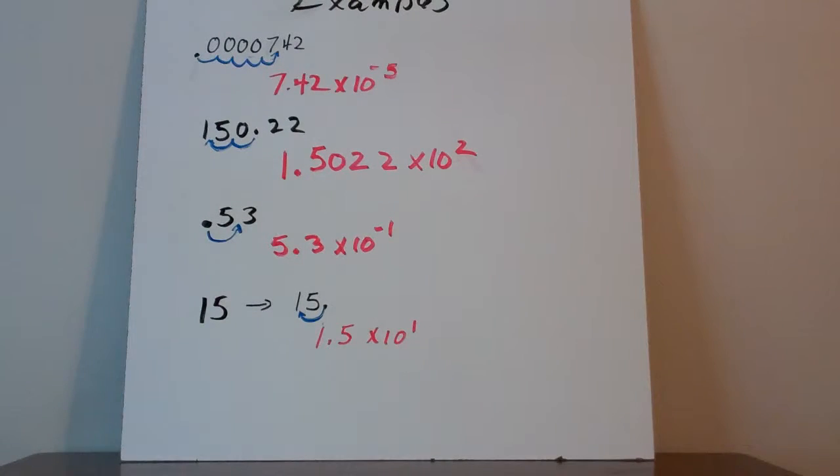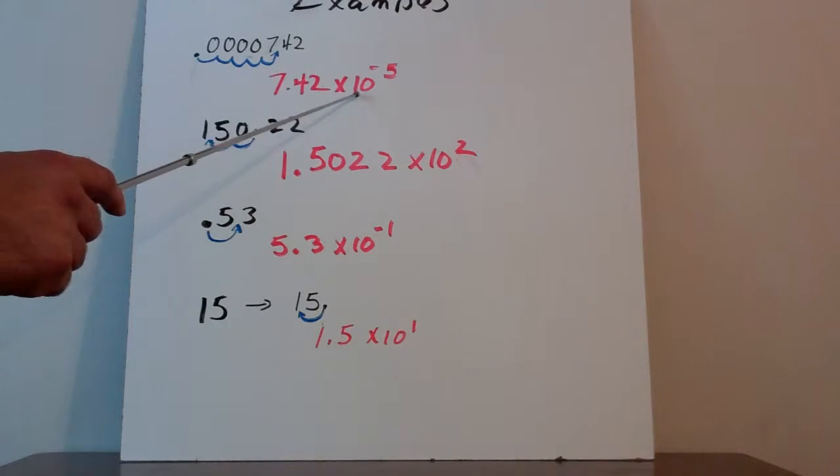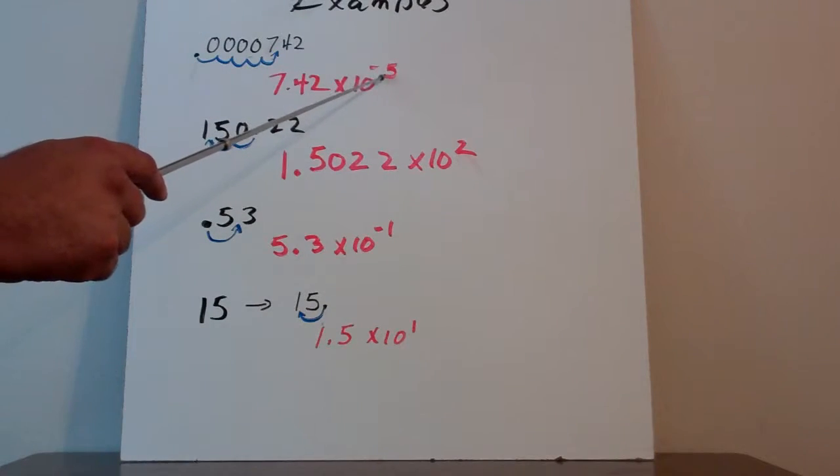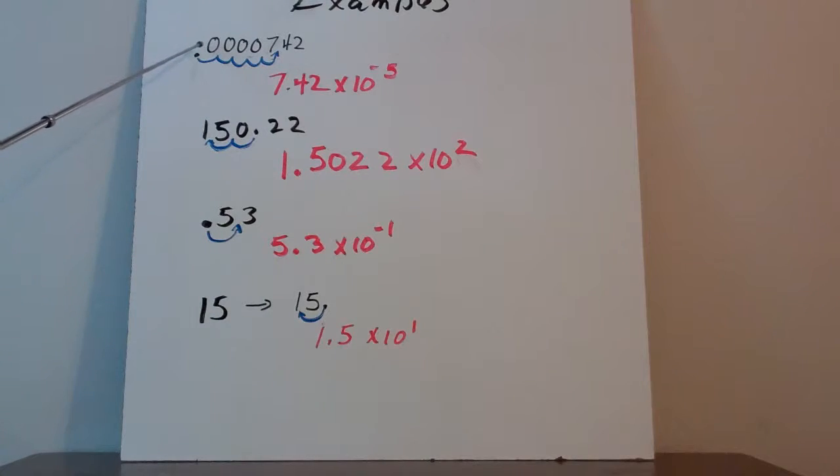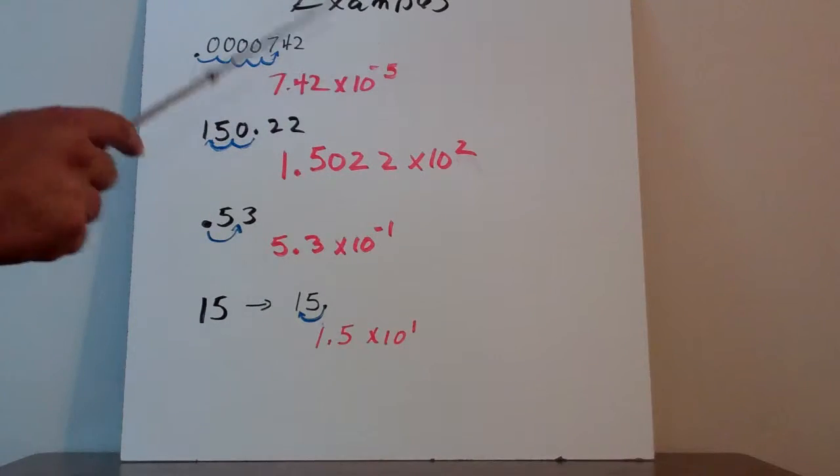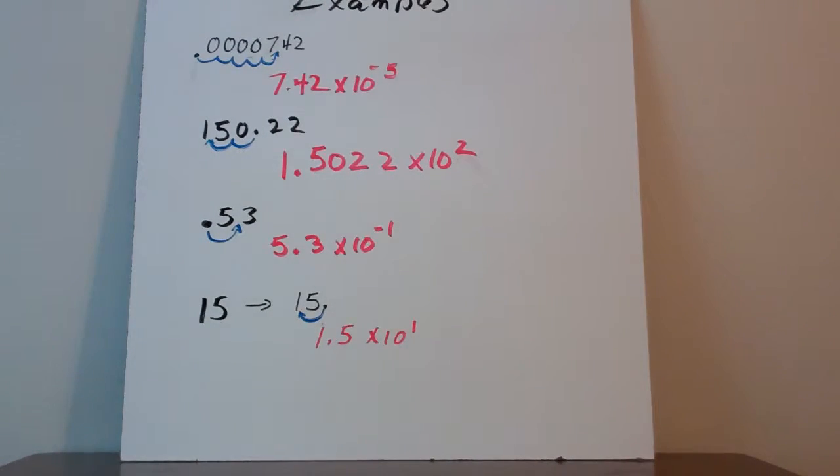For example, if I have 0.0000742, I need to get that decimal point in between the 7 and the 4. So I've got to move it 1, 2, 3, 4, 5 times. So I'd end up with 7.42. Again, attach the times 10, and we said that was 5 times, and since this is a small decimal number, we're going to put that negative sign right there.